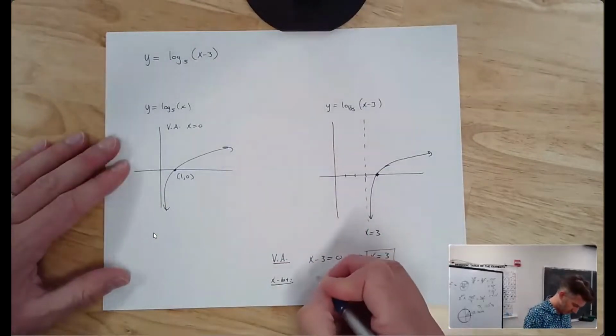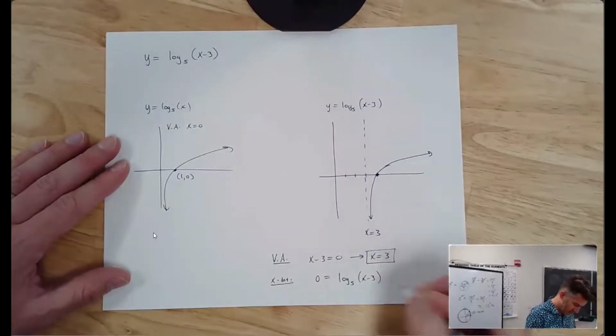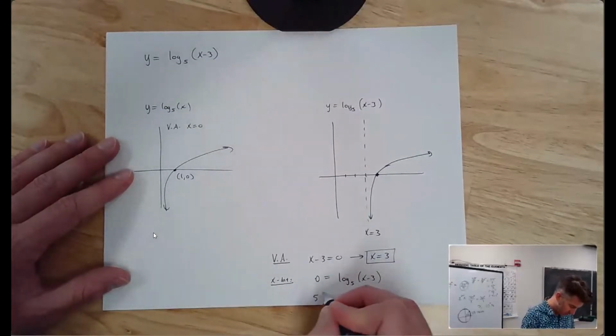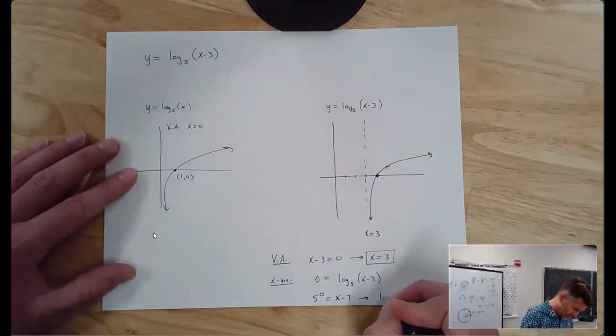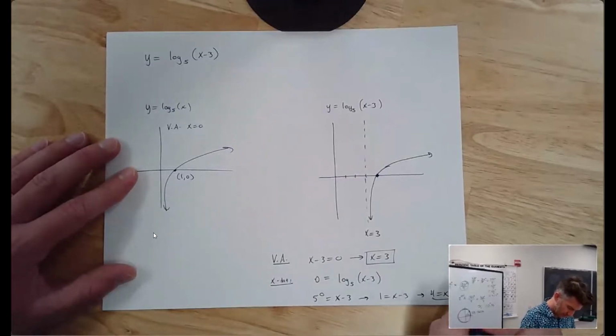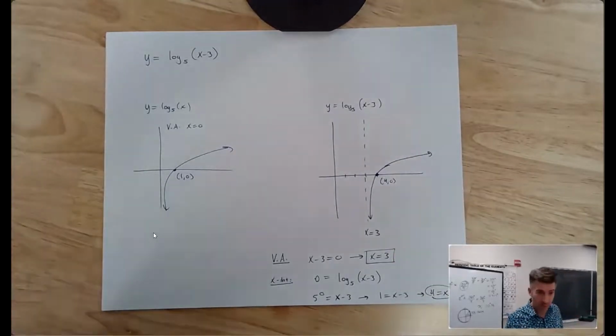So we're really setting 0 equal to log base 5 of x minus 3. And then we're going to rewrite this. 5 to the 0th power equals x minus 3. Anything to the 0th power is 1. So 1 equals x minus 3. And then add 3 to both sides. 4 equals x. That's your x-intercept. That's kind of the more complicated way of doing it.